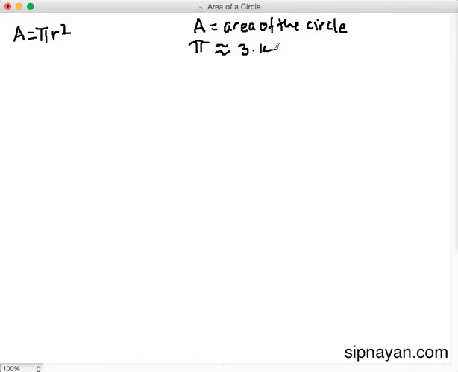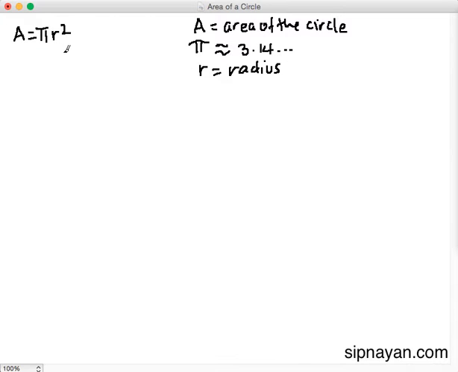Alam natin that the formula for finding the area of a circle is A equals pi r squared. Now ngayon, paano nakuha tong formula na to, no? By the way, yung A dito is the area of the circle, of course. Yung pi is the number which is approximately equal to 3.14. At yung r natin is yung radius ng circle natin.